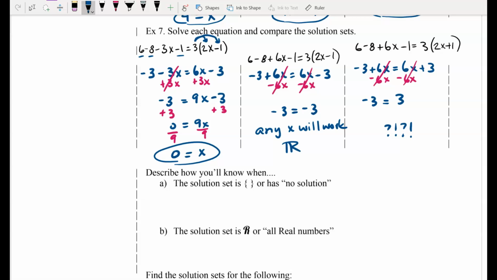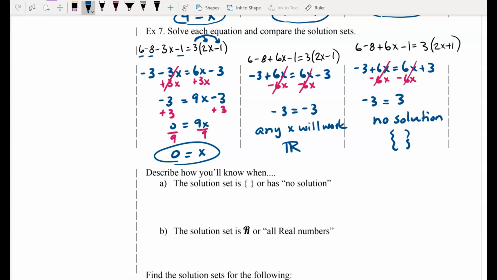Now when we look at our next example, the variables went out again. We don't have x's in our answer anymore, and we get something like -3 is equal to 3. Well, that's a false statement. And if we get a false statement, then that means that there are no numbers that will work, which means there's no solution. The way we write no solution is just to put an empty set with those squiggly brackets.